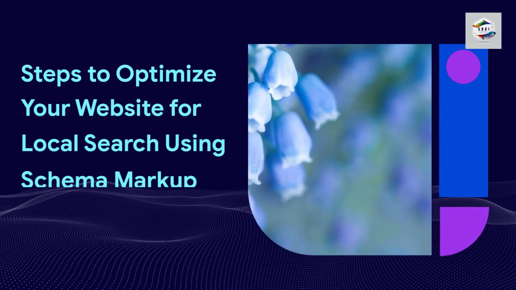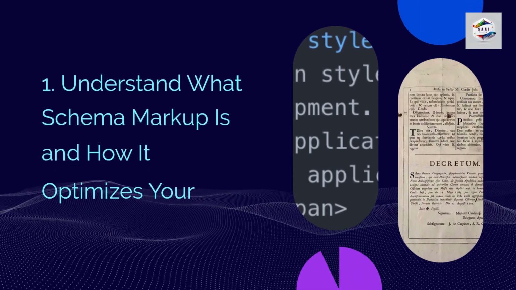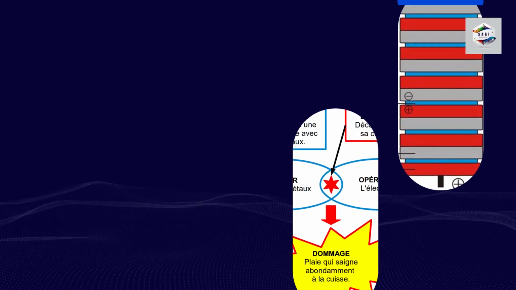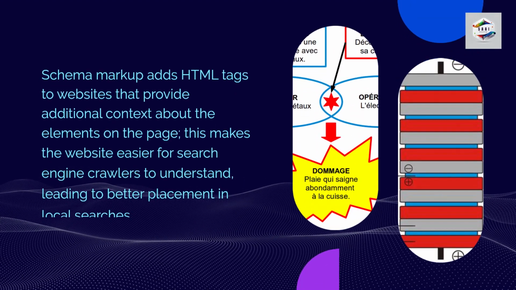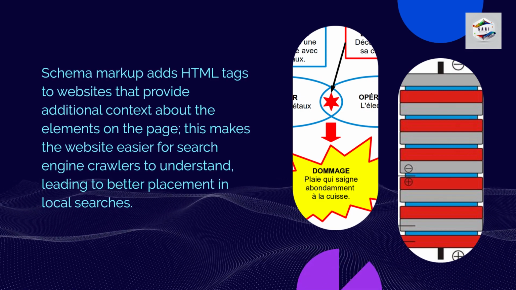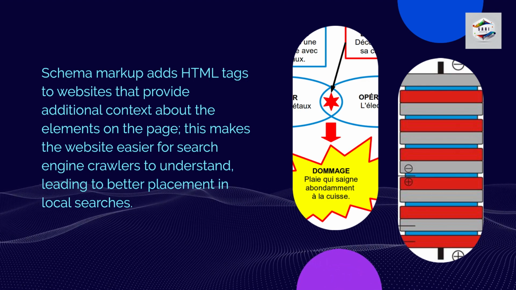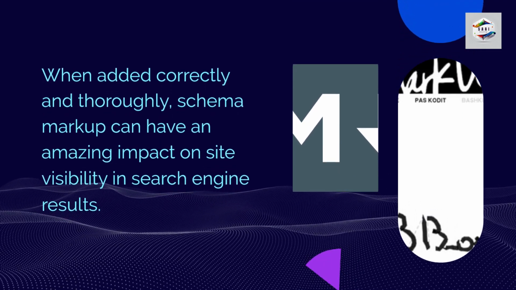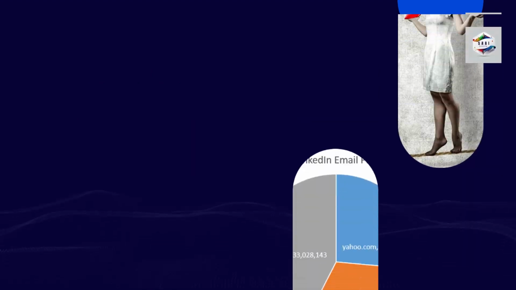Steps to optimize your website for local search using Schema Markup. 1. Understand what Schema Markup is and how it optimizes your website. Schema Markup adds HTML tags to websites that provide additional context about the elements on the page. This makes the website easier for search engine crawlers to understand, leading to better placement in local searches. When added correctly and thoroughly, Schema Markup can have an amazing impact on site visibility and search engine results.